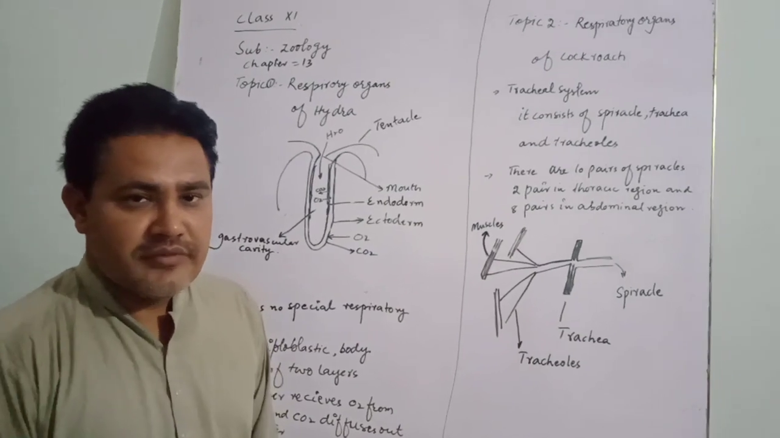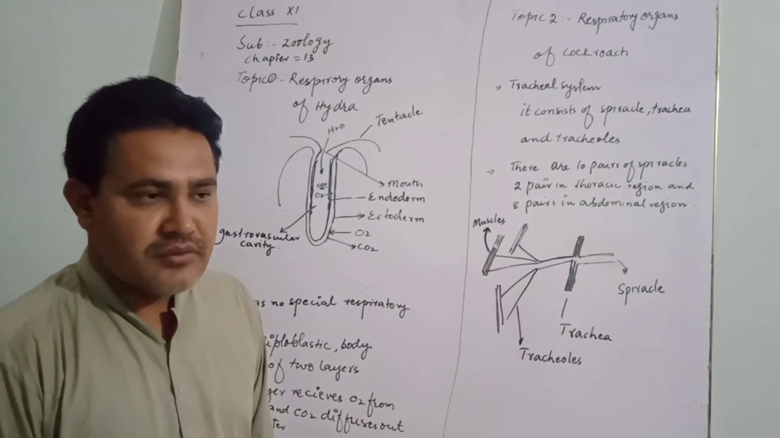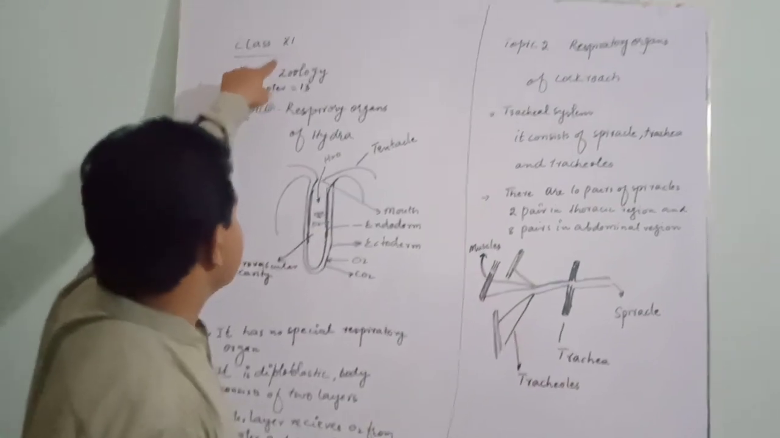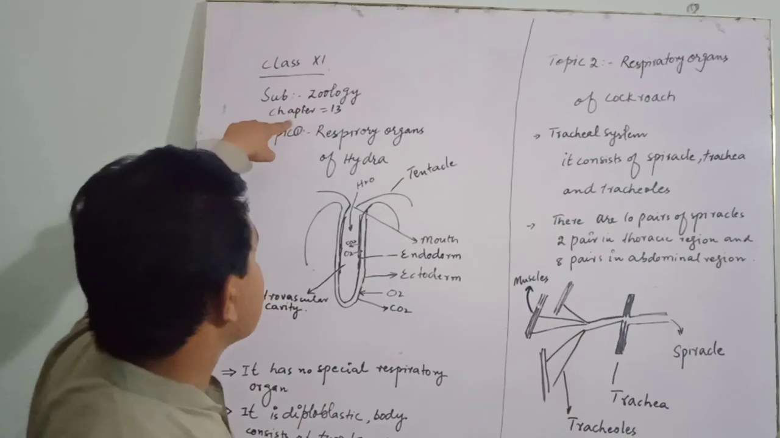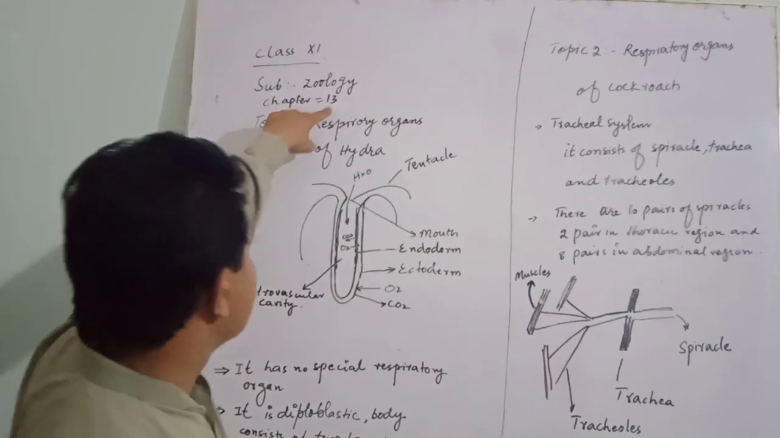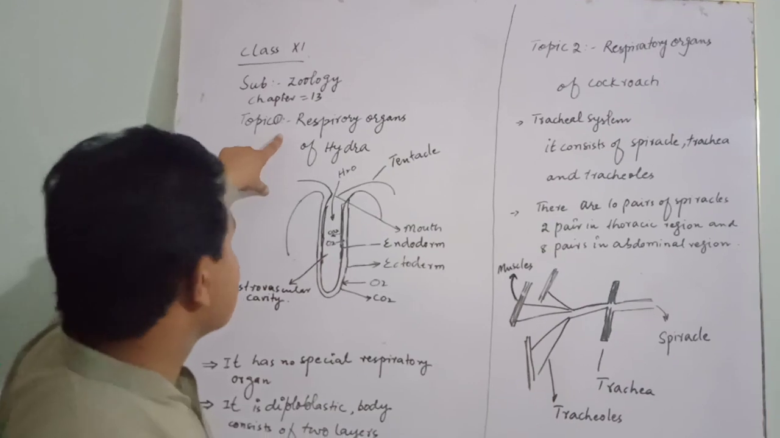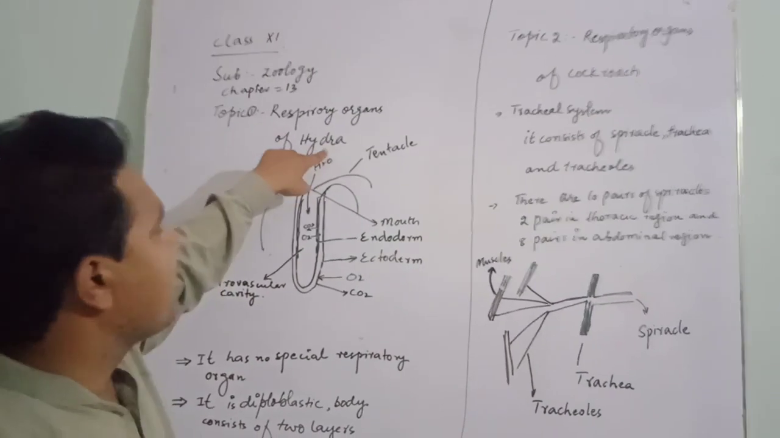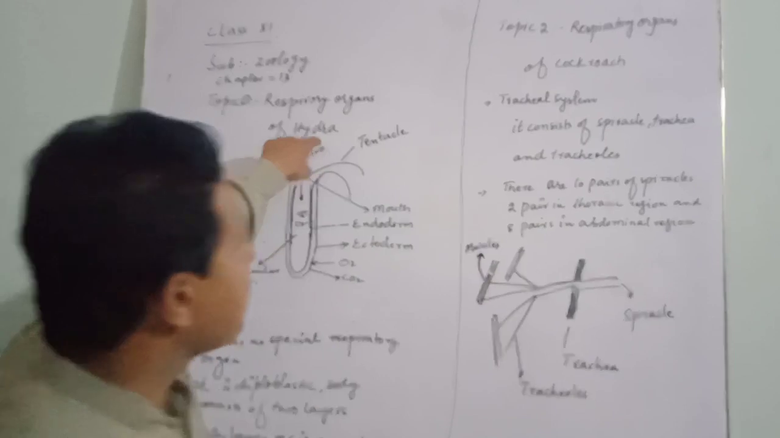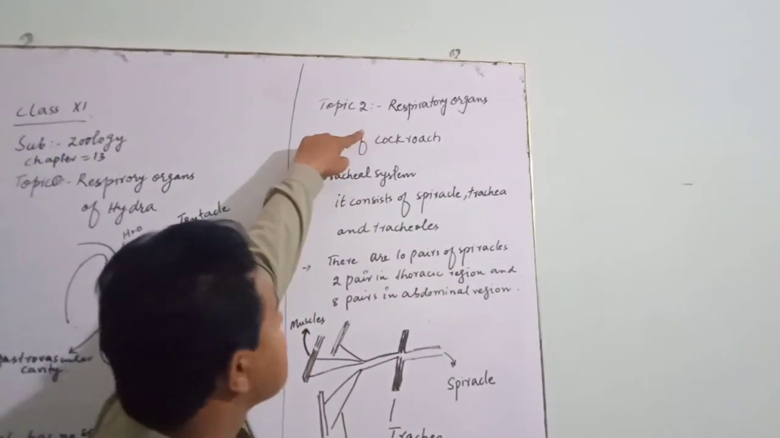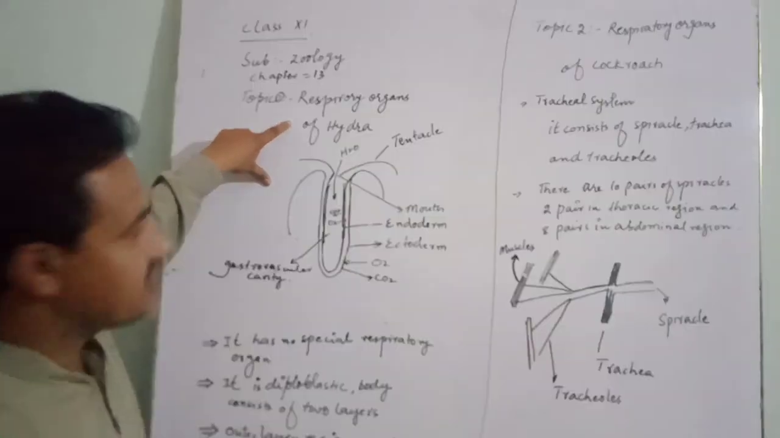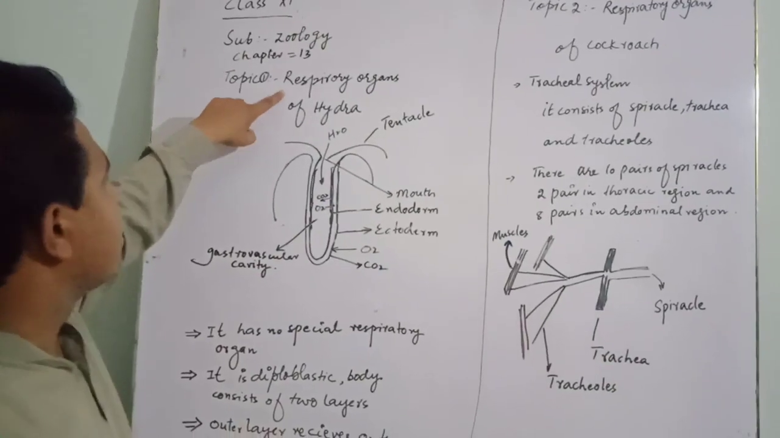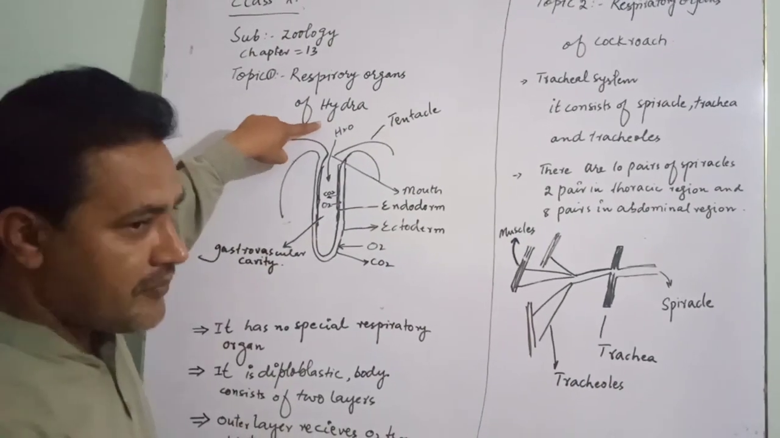Today I have selected two topics from class first year, subject Zoology, chapter number 13. My first topic is respiratory organs of Hydra, and my second topic is respiratory organs of cockroach. First of all, I would like to start the first topic, respiratory organs of Hydra.